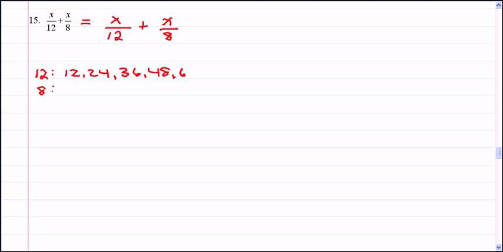So for 15, we have x over 12 plus x over 8. Even though we have variables in this problem, the process is exactly the same. So I'll take 12 and 8 and write the first 5 multiples of each one. And since I see a match at 24, I will stop my list and say that the least common denominator is equal to 24.